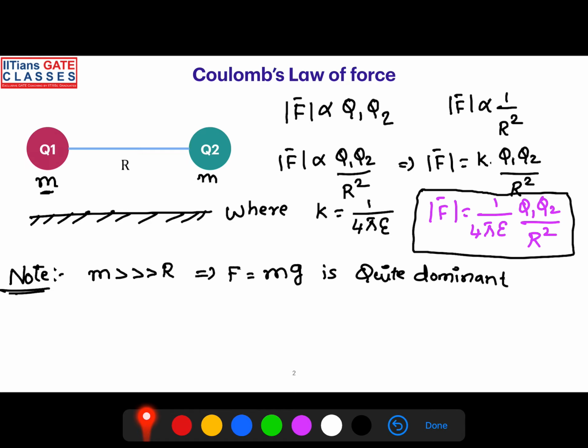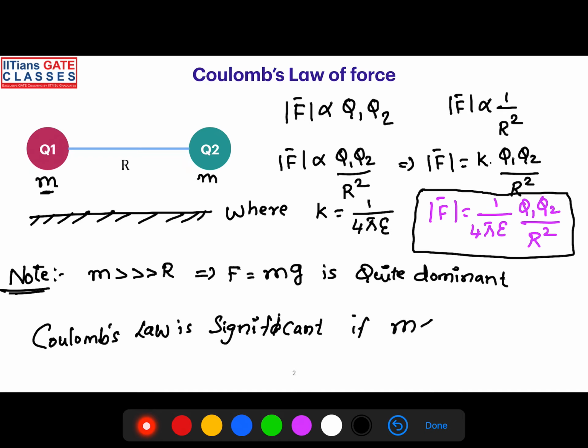I hope the point is clear. So I can say that Coulomb's law of force is significant provided the mass is much lesser than the separation between the charges. You have to keep it in mind. So the magnitude of the force is clear.